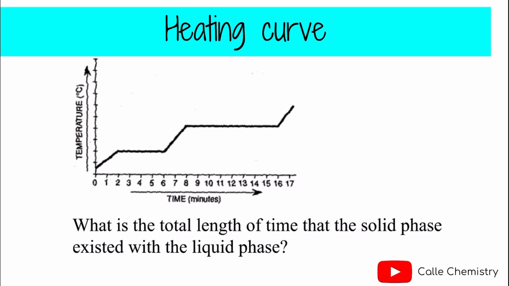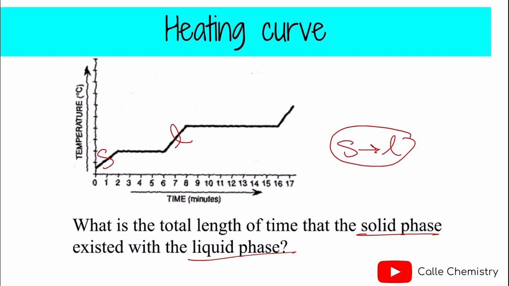Let's move on to the next. What is the total length of time that the solid and liquid phase existed? Okay, solid and liquid phase existed. That would be in between the solid and the liquid phase. So here we have the first slope solid, second slope liquid. When did the solid phase exist with the liquid phase? That would be here, when it's melting, when it's going from the solid to the liquid phase.